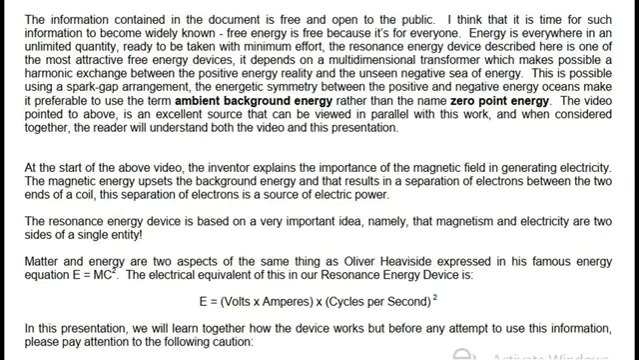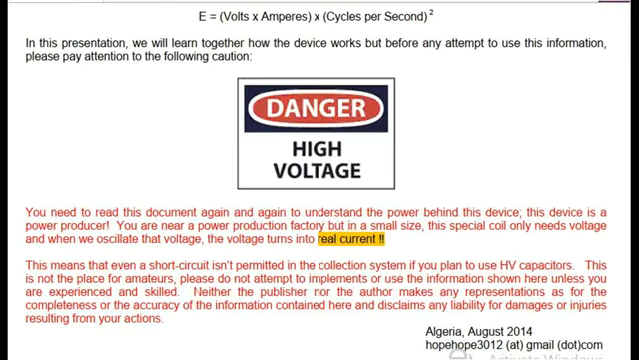You need to read this document again and again to understand the power behind this device. This device is a power producer. You are near a power production factory but in a small size. This special coil only needs voltage. And when we oscillate that voltage, the voltage turns into real current. This means that even a short circuit isn't permitted in the collection system if you plan to use HV capacitors.